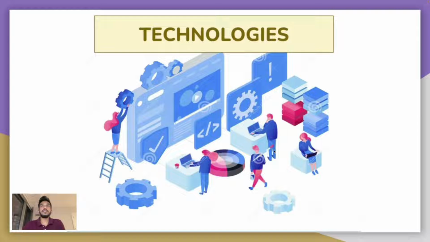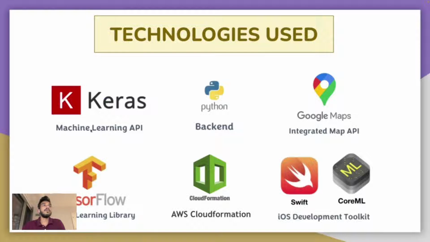Hey guys, welcome to the technology section in Squander. We have the machine learning API Keras, and for the backend we have Python, and we also have Google Maps integration to find the locations of recycling locations. I think I'm hiding the TensorFlow, but TensorFlow is also a machine learning library that we use with Keras. So we have the backend machine learning application that identifies recyclables from the pixels, running with the TensorFlow framework.